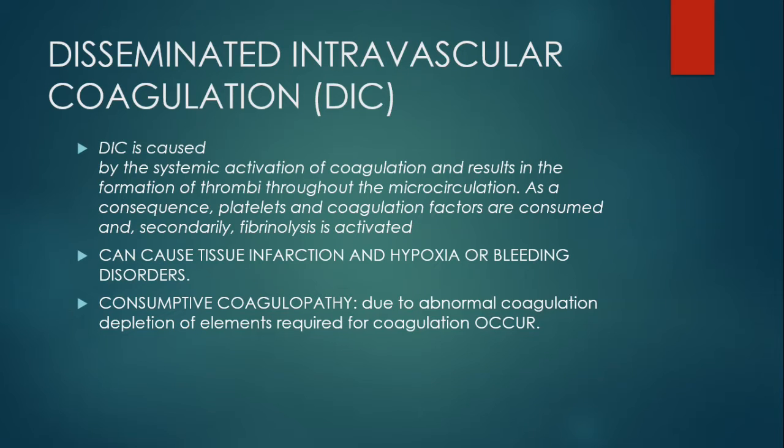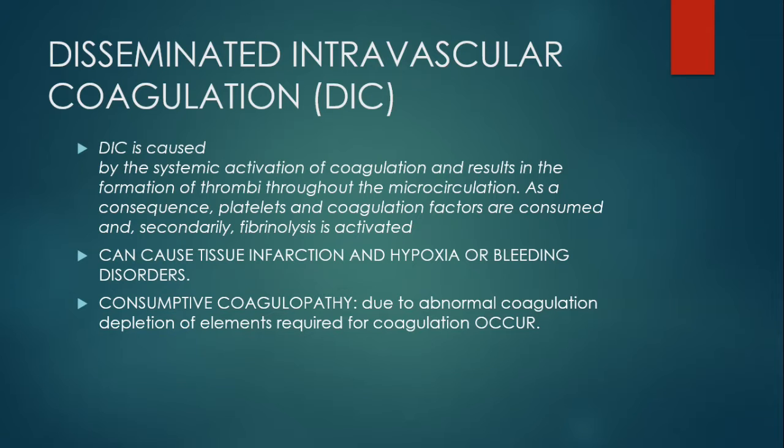So due to this, platelet aggregation occurs, formation of a platelet plug occurs, and fibrin deposition occurs that forms a blood clot, and we call it thrombi, within the microcirculation. So these thrombi are not confined to one place; they are throughout the microvasculature.